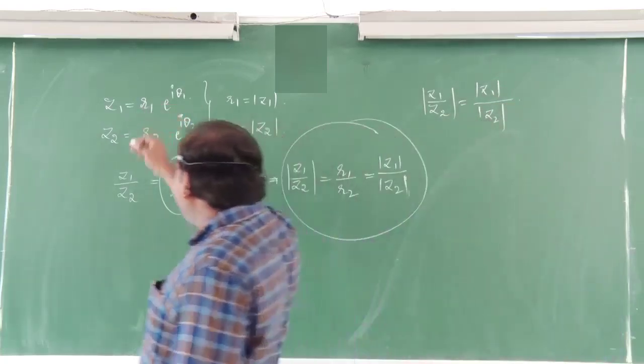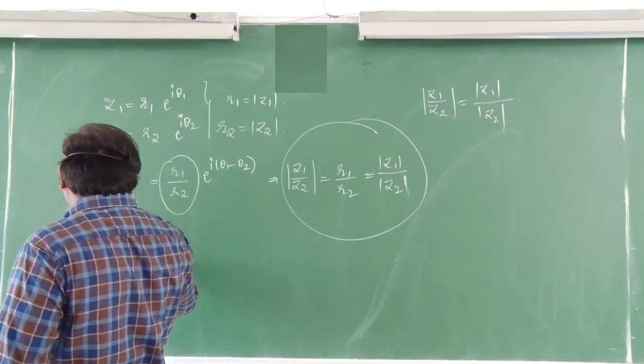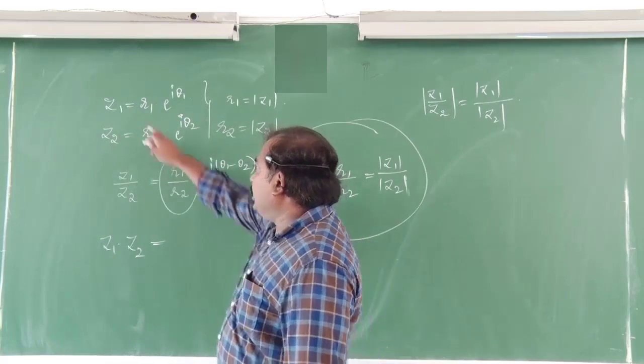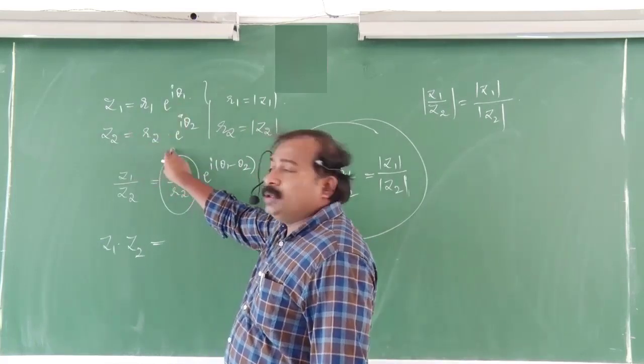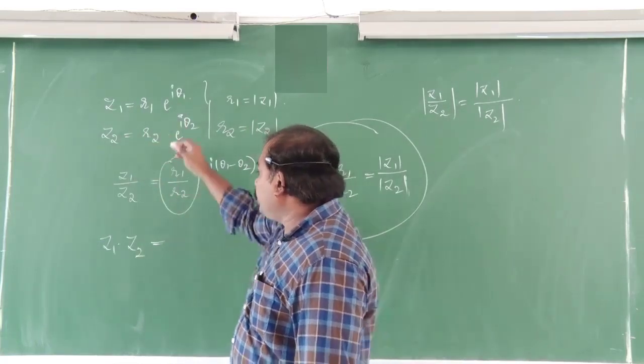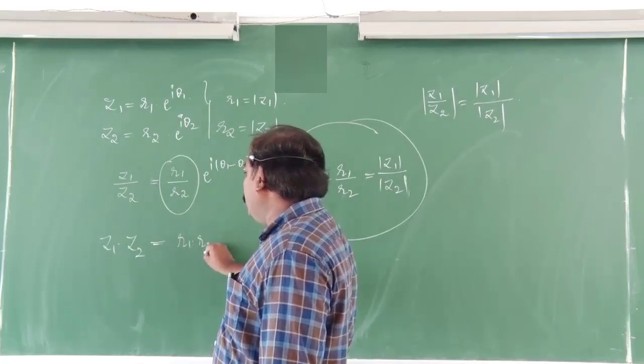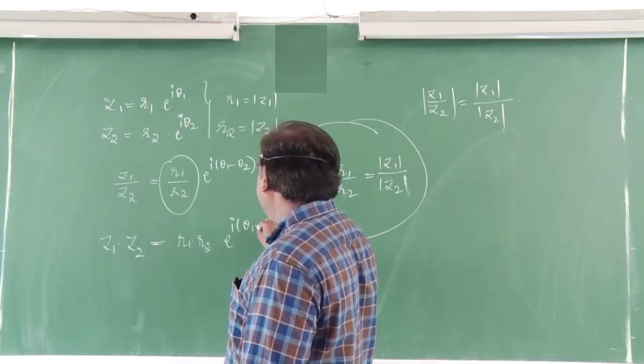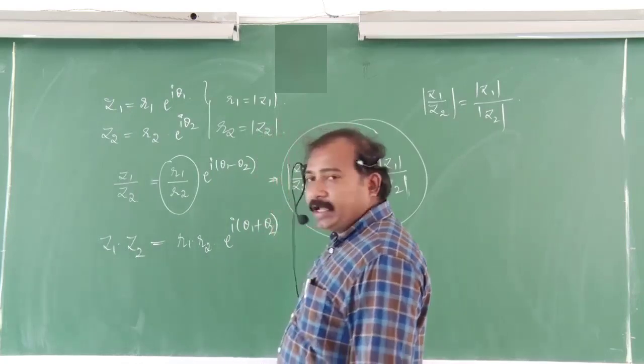Similarly, if you find the value z1 into z2, tell me what is the z1 into z2 value? If z1 is this complex number and z2 is this complex number, then z1 into z2 equals r1 into r2 into e power i into (theta 1 plus theta 2). You will get it like this, right?